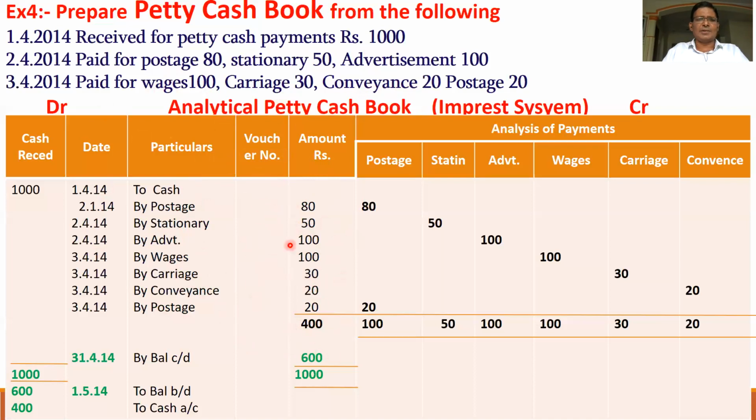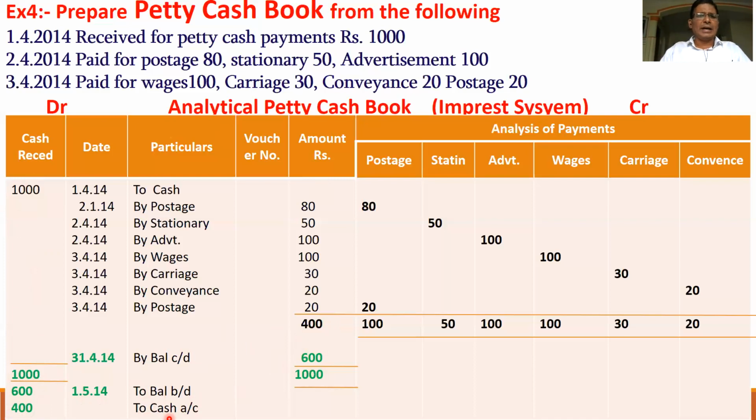Add all the payments, 400 rupees, and the balance at the beginning of the month is 1000 minus 400, so 600 is the balance at the end of the month. For the balance at the end of the month, the head cashier is going to reimburse that 400, so that the balance at the beginning will become 1000 in the hands of the petty cashier. So simple, very simple.